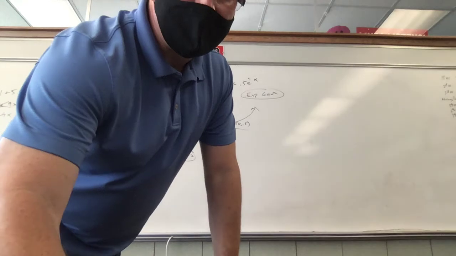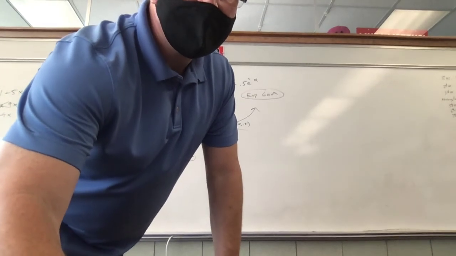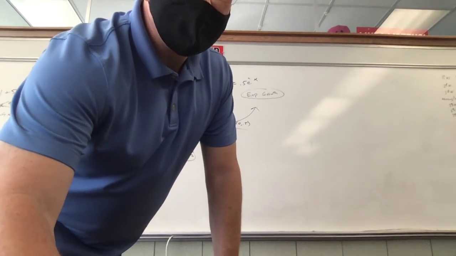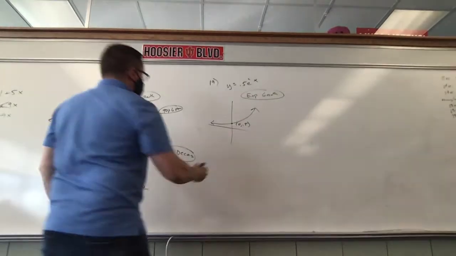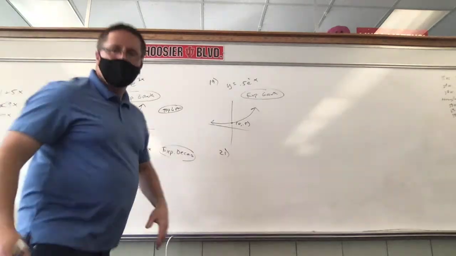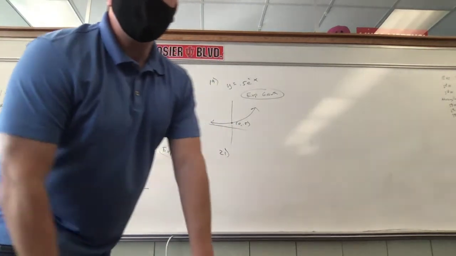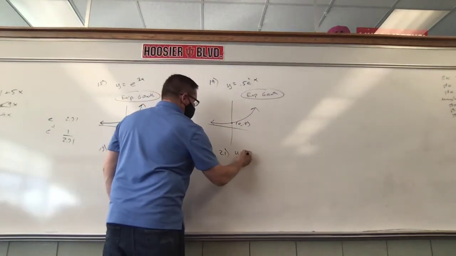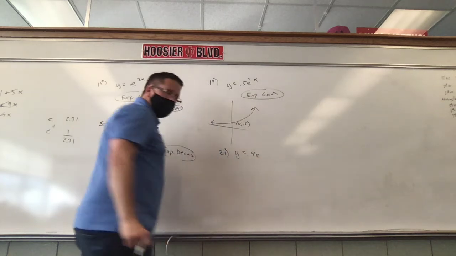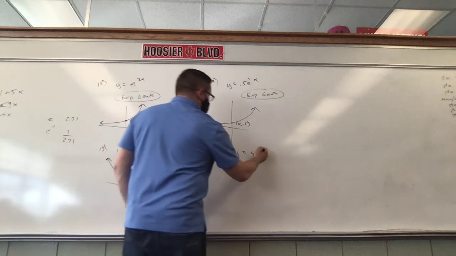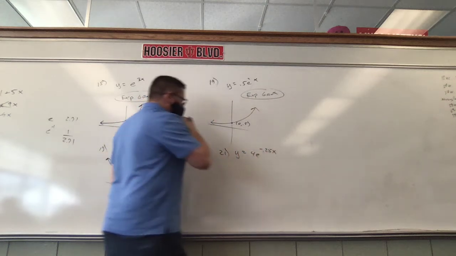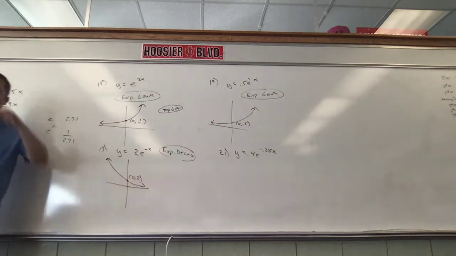Okay, just a few more, then we'll stop for today. Number 19. Okay, 21. All right, 21. So we have y equals 0.4e to the negative 0.25x. Again, we've already done one like this today.